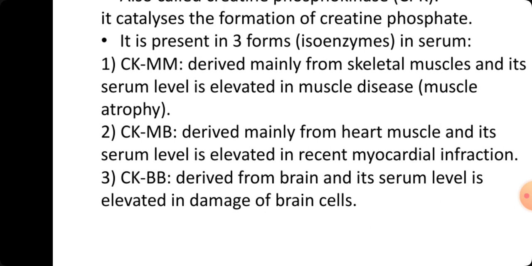Second isoenzymic form is CK-MB, derived mainly from heart muscles, and its serum levels are found elevated in recent myocardial infarction. Third isoenzymic form is CK-BB, derived from the brain, and its serum level is elevated when there is damage to brain cells.